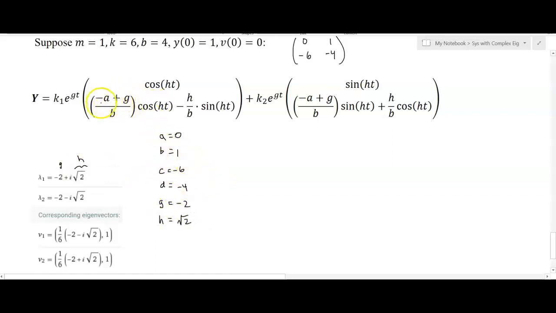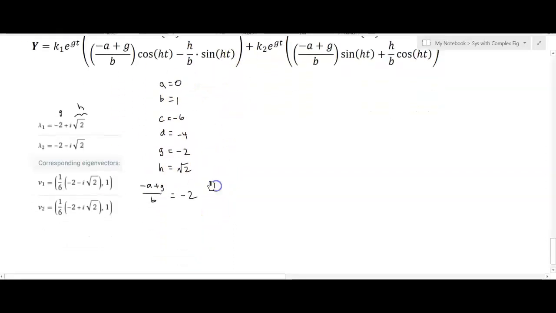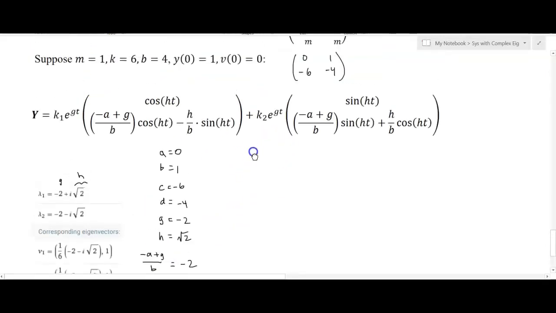And then, of course, what we want to compute, so we can plug everything in all in one fell swoop, is negative A plus G over B. So that's going to be 0 plus negative 2 is negative 2 over 1 is negative 2. And then finally we could do negative H over B, which is going to be negative square root 2 over 1. So H over B is just going to equal square root of 2. Okay, well that's all we need in order to build the solution, so let's go ahead and build this.